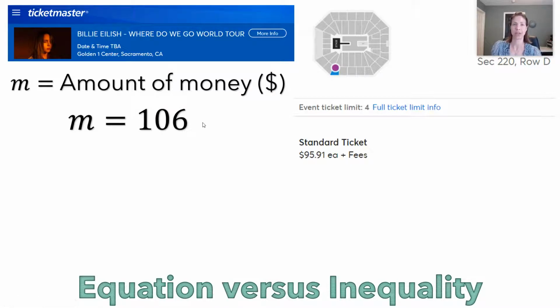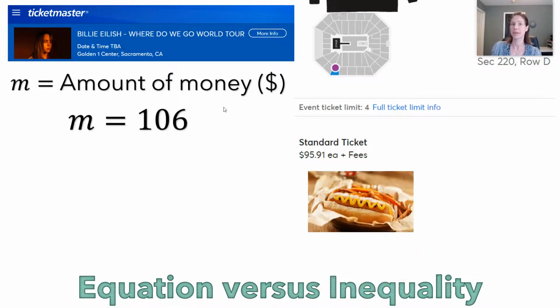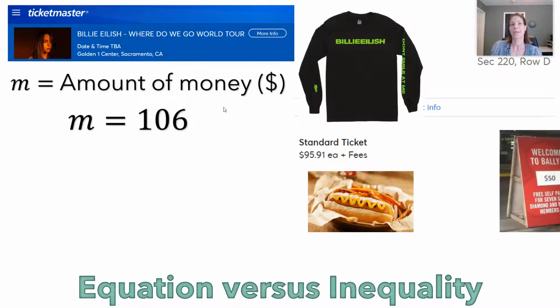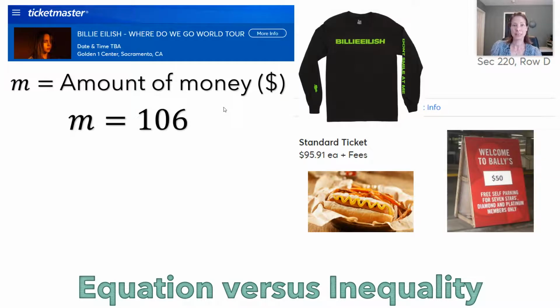That's an equation. But in reality, I'm going to this concert. I'm probably going to want to buy food, some souvenirs. Parking is usually crazy expensive. I recently went to Disney on Ice and they charged $40 for parking, which shocked me, to be honest. So therefore, an inequality will make way more sense in this situation. The money we're going to bring or earn should be more than $106. So therefore we can do these other things.